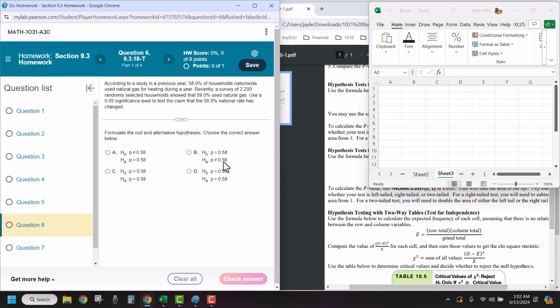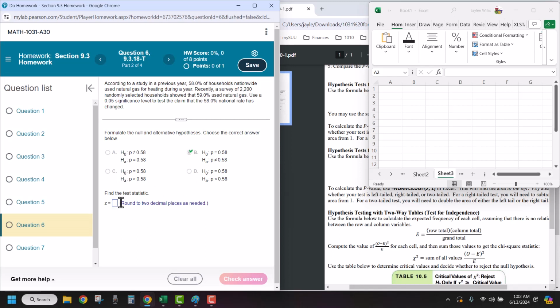It could mean that it's either increased, which seems like it based on our sample, or it could also mean that it's less than. So this would be an example of a two-tailed test because we're looking to see if it's changed, not specifically if it's less than or more than. So that's the null and alternative hypotheses.